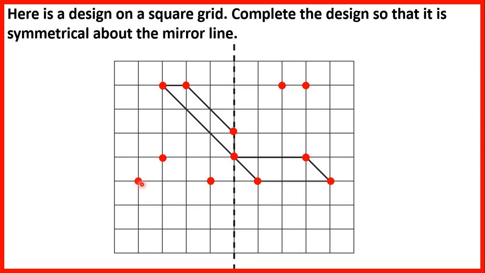So now that we've dotted our points, dotted our corners, all we need to do is join them up, and we've reflected our shape so that it's symmetrical.